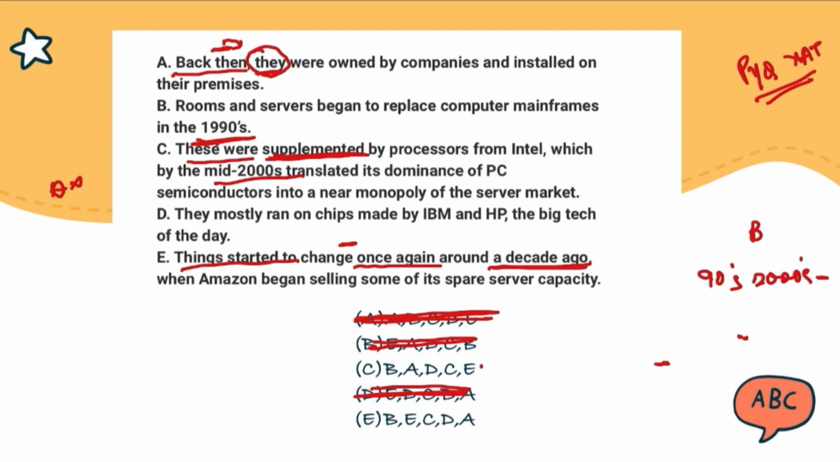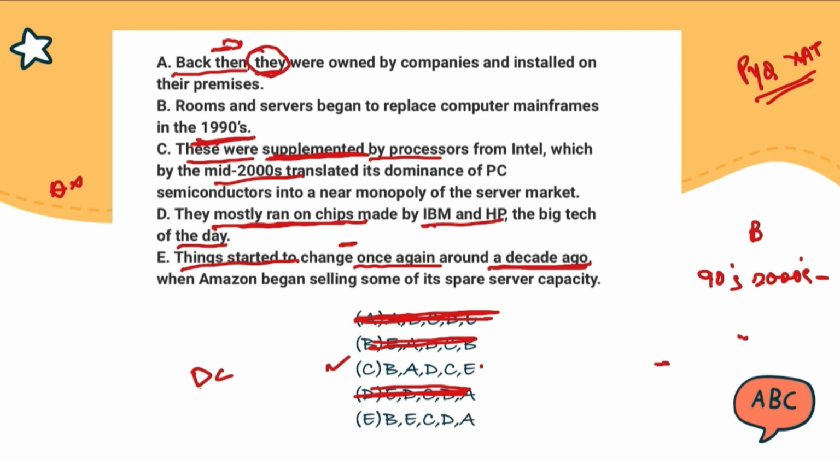Then D says they mostly ran on chips made by IBM and HP, the big tech of the day. See, they were supported by processors, and here they ran on chips. So they are talking about the same kind of content. Also, here they are supplementing, here they are run on it. So by default, logically speaking, we can say that D and C are a mandatory pair in this order, right? So which one contains D and C in this order? This one contains D and C, so we can very easily mark this as the answer, right? So we have B, D and C.